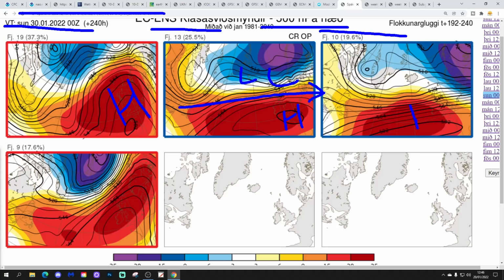10 with high pressure just to the west and southwest, low pressure over Scandinavia, winds in from a west or northwesterly direction, mainly dry there. And then 9 with high pressure, perhaps ridging towards southern Scandinavia.